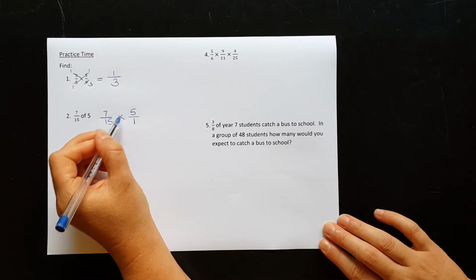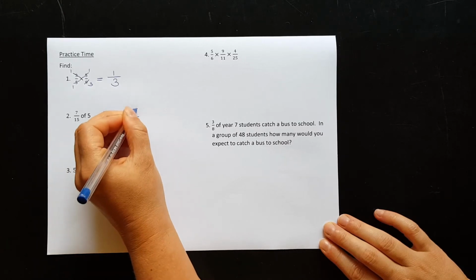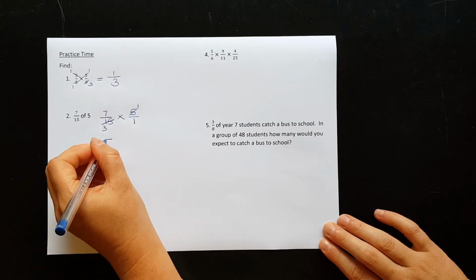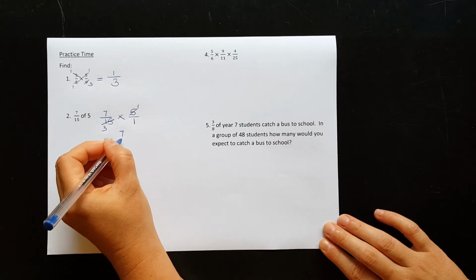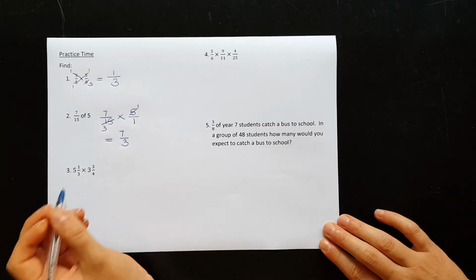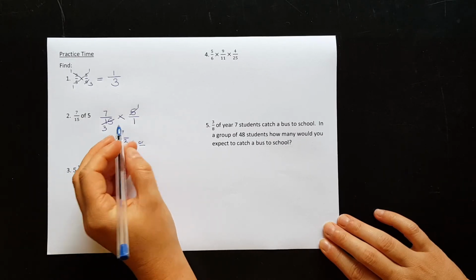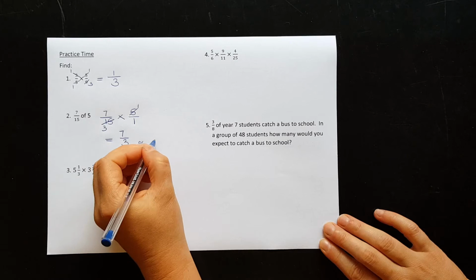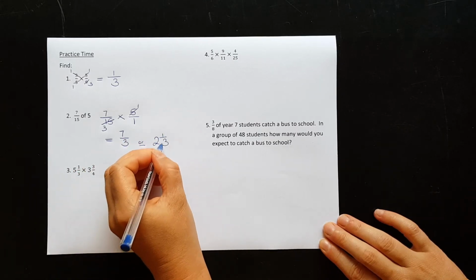The 15 and the 5 can both be divided by 5. That will give me 3 here and a 1 there. Multiplying what's left, 7 times 1 is 7, 3 times 1 is 3. So 7 over 3 is the answer, or we could write it as a mixed numeral. 3 goes into 7 2 times with a remainder of 1, so 2 and 1/3.